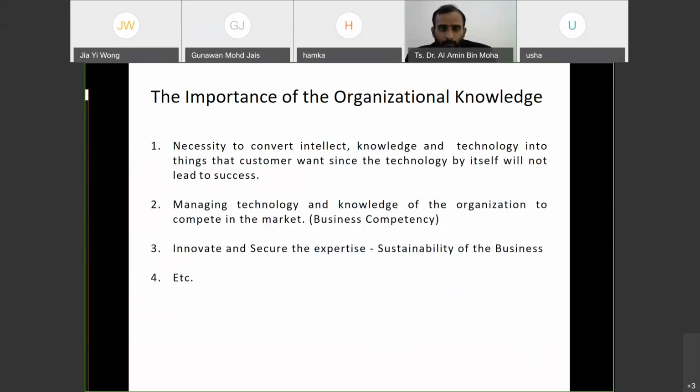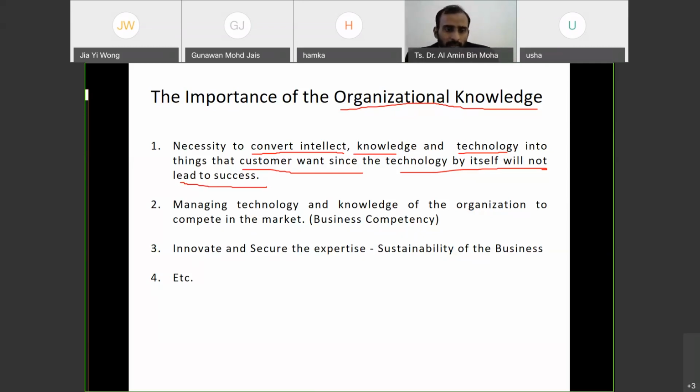So what is the importance of the organizational knowledge? I believe we all know about this subchapter, but we are discussing it. One is the necessity to convert intellect, knowledge, and technology into things that customers want, since technology by itself will not lead to success. If you have good machines with high tech, but you don't know how to make use of it, it's useless, right? So you need to convert it to things that your customer is willing to pay for.